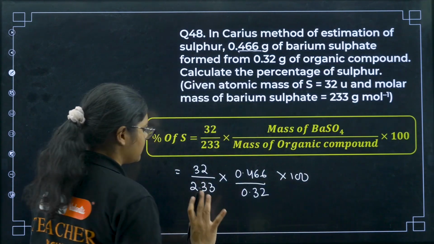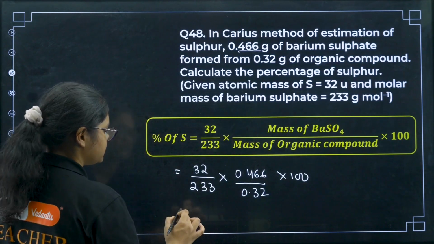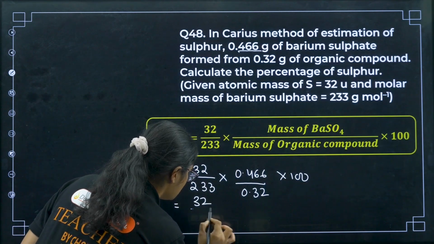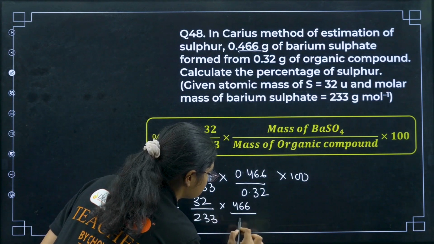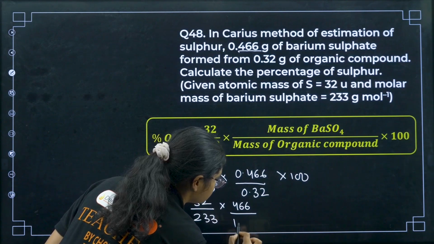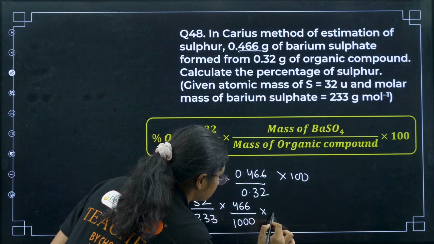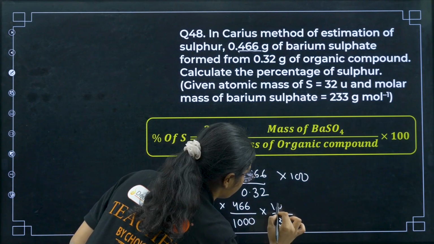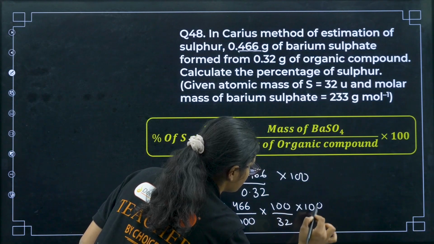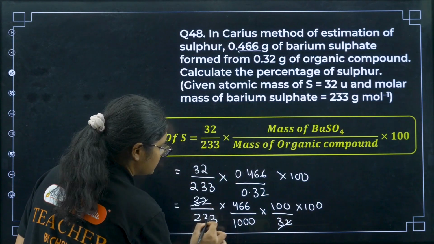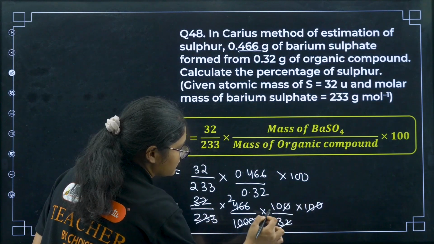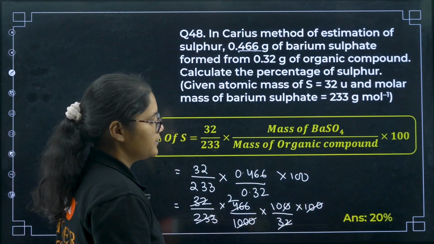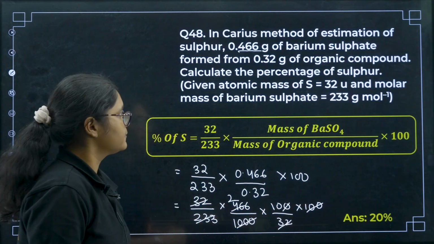Okay, so now how can we solve it easily? Look, very easy numbers are given. See, 32 by 233, the decimal I can write as 466 by 1000, into 32, and I can write 100, and this one is 100. So 32 will get cancelled, this one will be 2, and I can cancel this one, so I'll get 20%. Okay, so the answer will be 20%.